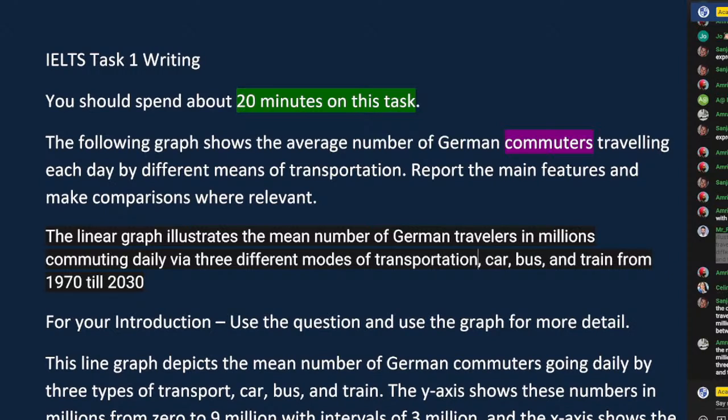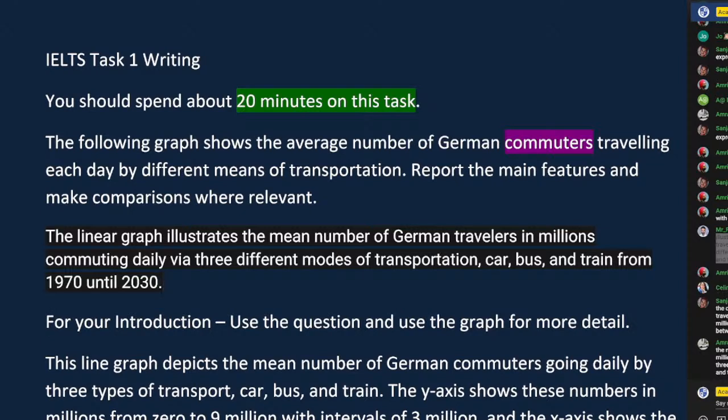We can just go "transportation," it's not plural there. Car, bus, and train from 1970. Don't write "till," it's more colloquial, more like everyday language. "Until" is more academic or professional, okay? So use "until," Rahul Preet. Okay, 1970 until 2030. All right, that's quite good.